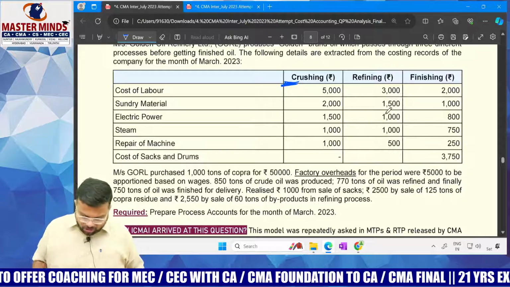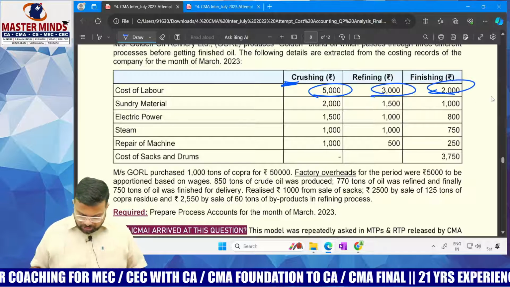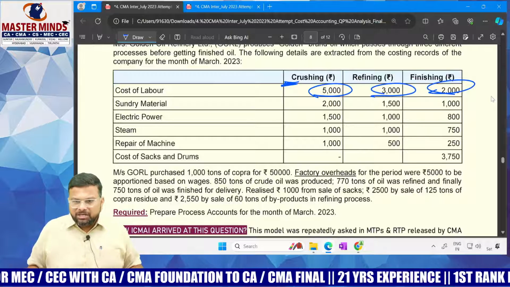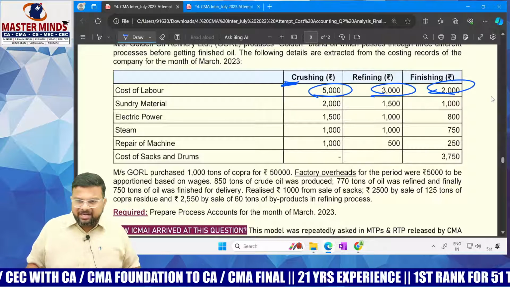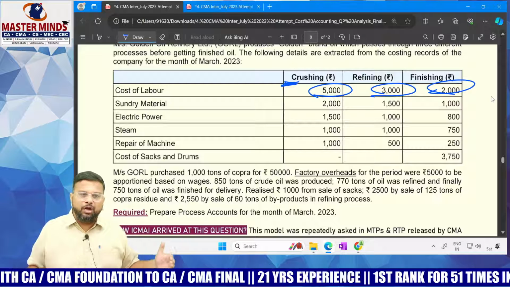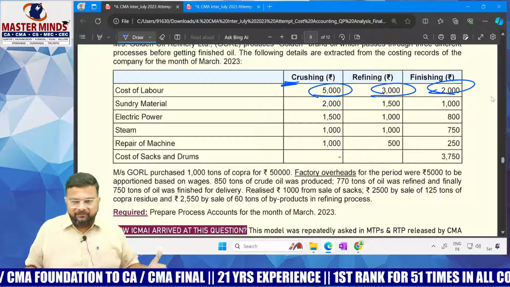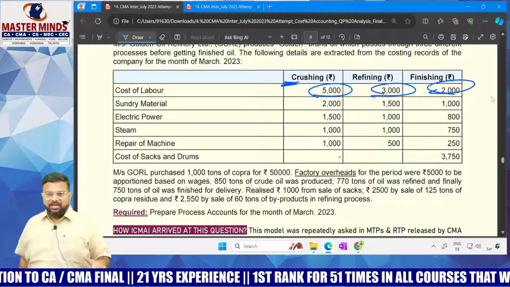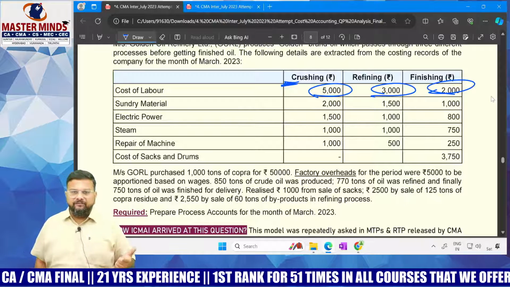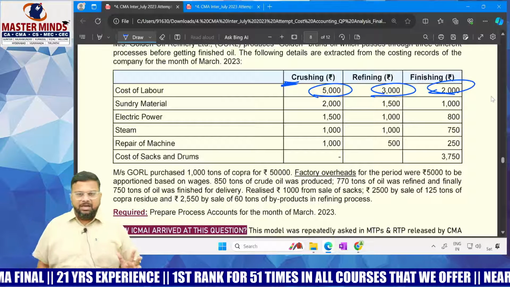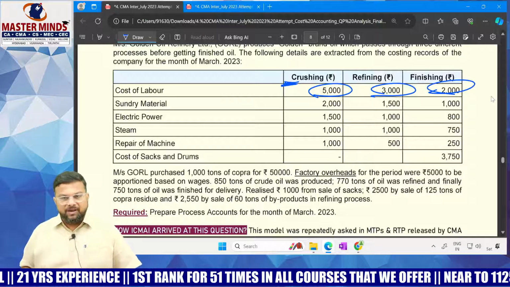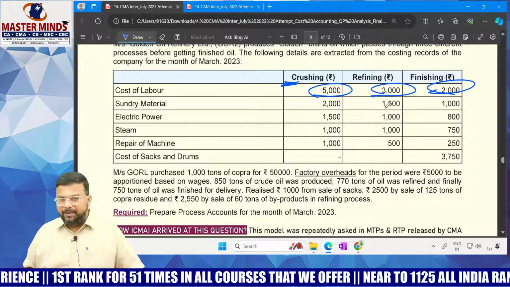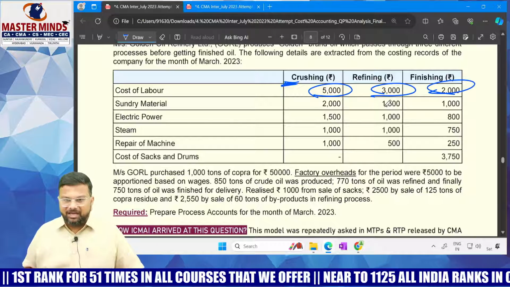Is wages given in the question? Yes, cost of labor is given, right? In this ratio, we have to apportion it. Next, 850 tons of crude oil was processed. 750 tons of oil was refined, and finally 750 tons of oil was finished for delivery. So output of crushing is 850. Output of refining is 770 and output of finishing is 750 if I am not wrong. Realized 1,000 rupees from sale of sacks, 2,000 rupees for sale of 125 tons of copra residue, and 2,550 by sale of 60 tons of byproducts in the refining process.